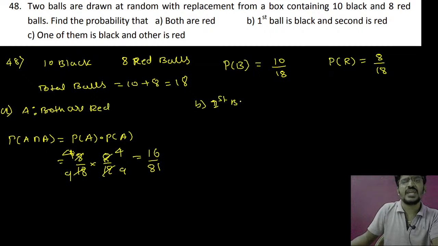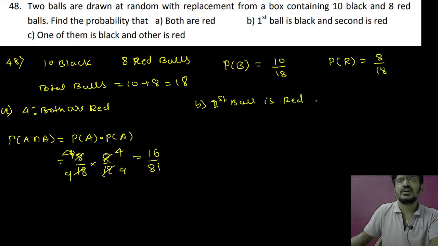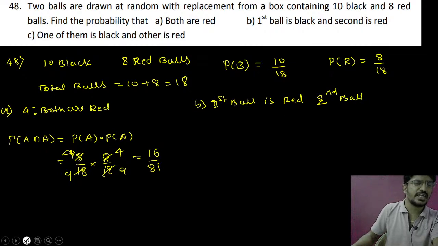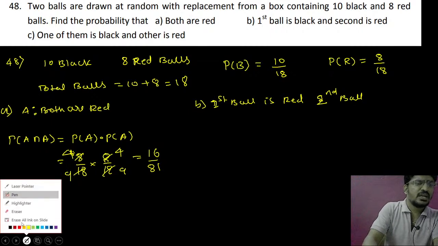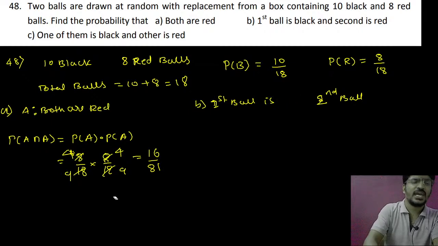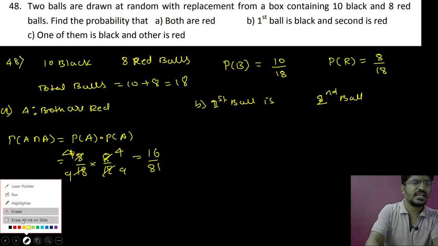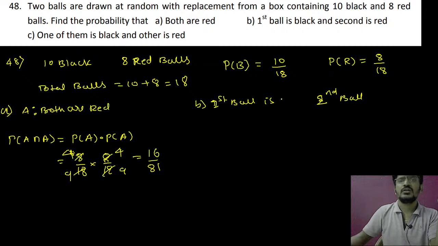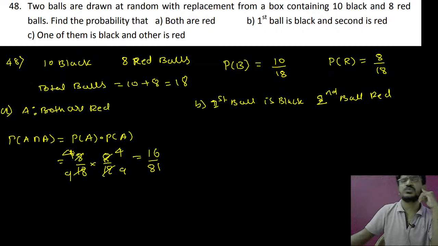First ball is red and second ball, first ball is black and second ball is red. First ball is black and the second ball is red. Okay. First ball is black and the second ball is red. So from this what we get?